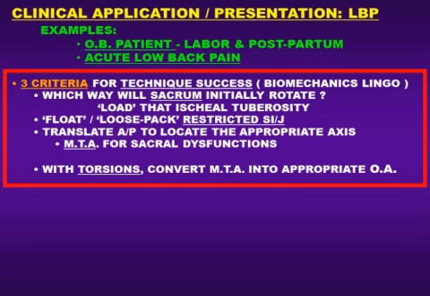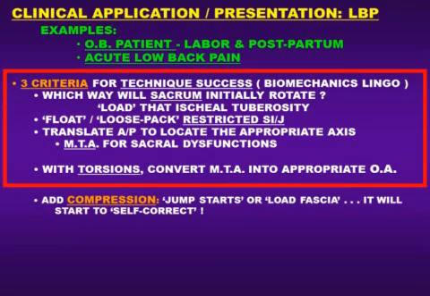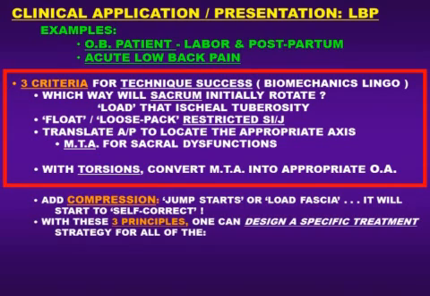Then if it's a torsion, with the patient sitting, you have the patient just slowly side bend right and left and see which one turns the middle transverse axis into the appropriate oblique axis. And you'll do that with the torsions. Then if you add a little compression into the system, it kind of jump starts it, but the biomechanical people say what you're doing is loading the fascias, and then that kicks in the self-correcting potential of the body. And this will make more sense when we demonstrate these techniques.